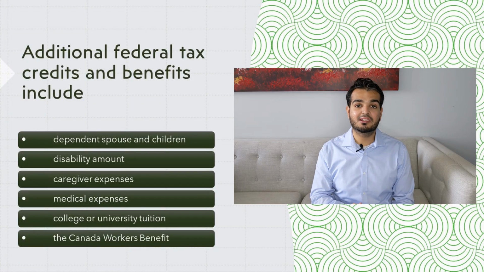Additional federal tax credits and benefits include an amount for a dependent spouse and children. In this case, a dependent spouse can also be a common law partner. You may also be able to claim a disability amount, caregiver expenses, medical expenses, college or university tuition amount, and the Canada Workers Benefit. These are just a handful of benefits and tax credits for the purposes of this video. Be sure to speak to your tax accountant when filing your taxes to see what credits and benefits you are eligible for based on your own unique tax situation.